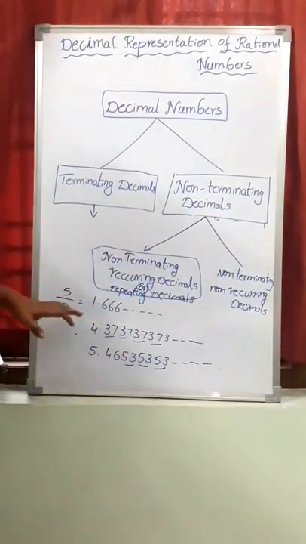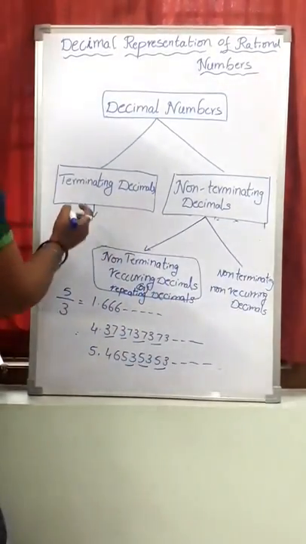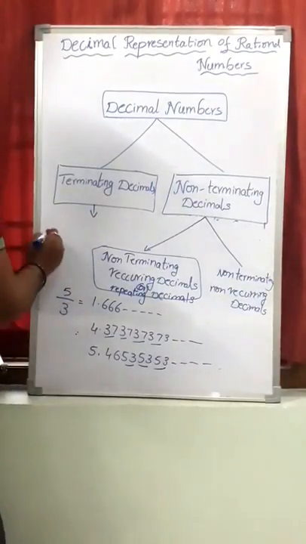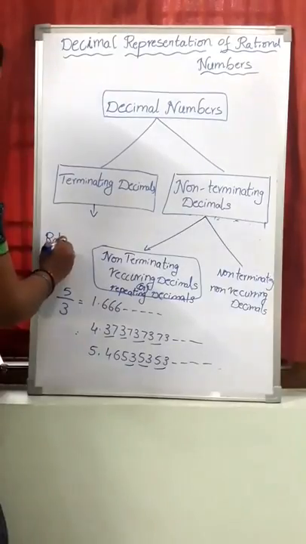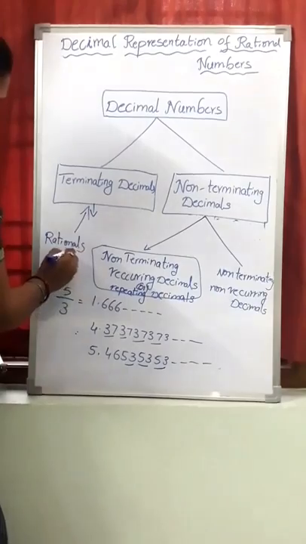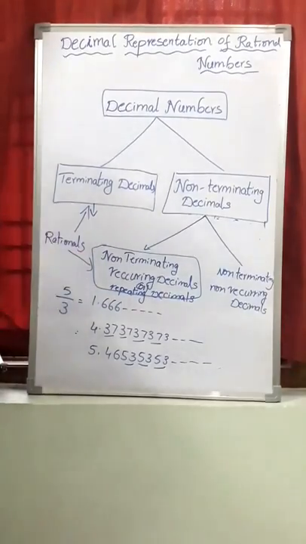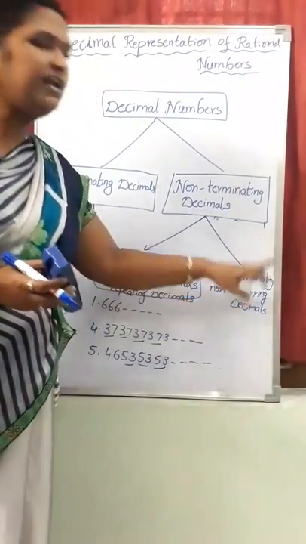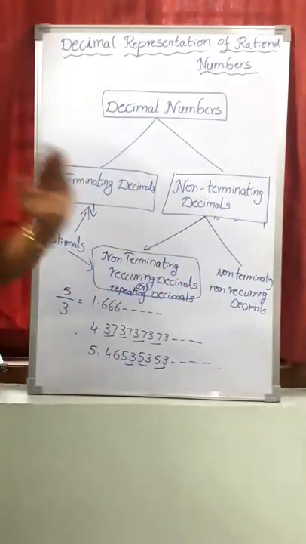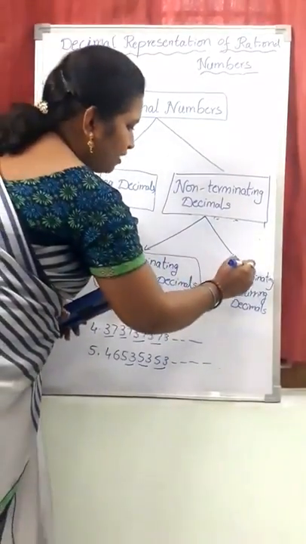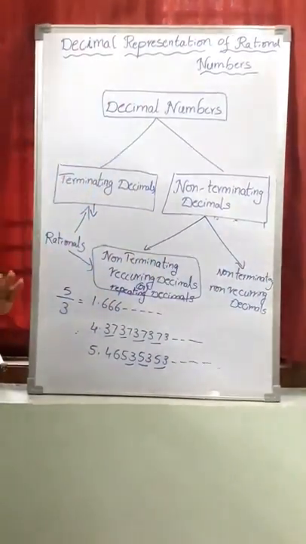Okay, and so for rational numbers, if a rational number is converted into decimal form, it can be converted either as a terminating decimal or a non-terminating recurring decimal. But non-terminating non-recurring decimals are not rational numbers. You can learn about this type of numbers in the higher classes.